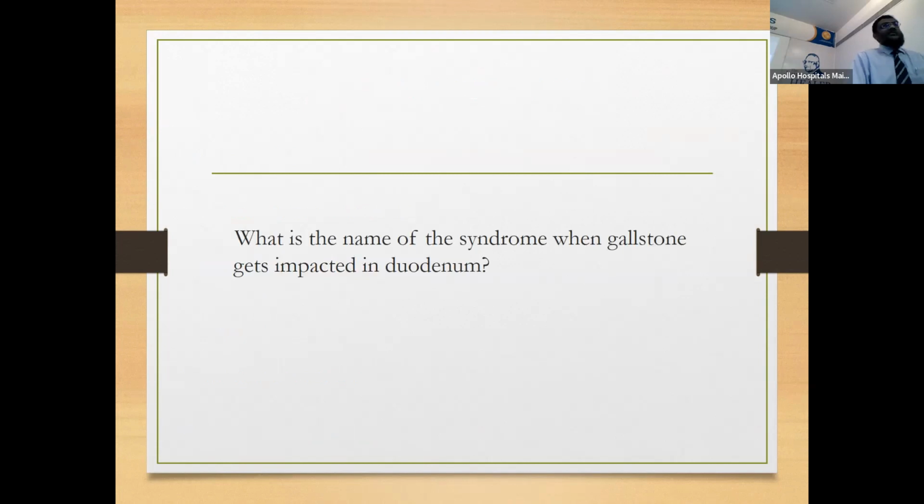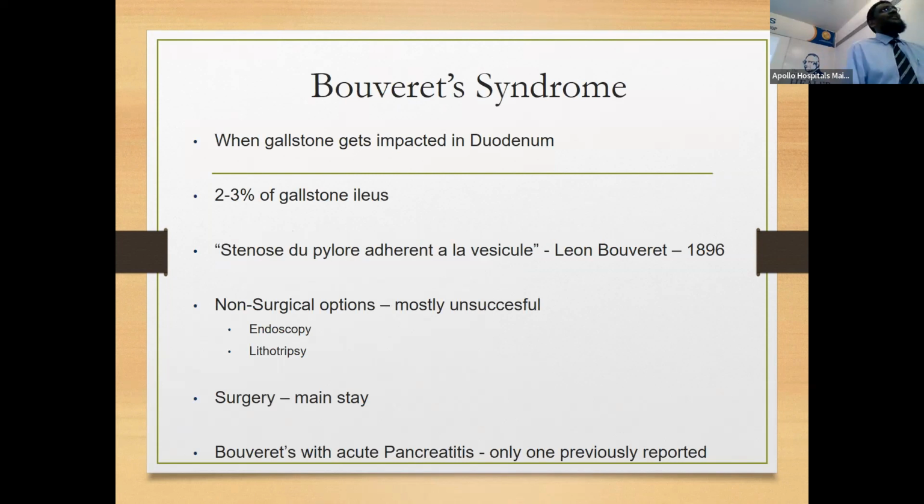Now that's a trick question, or rather quite a difficult question, but don't worry if you don't know the answer to it. There is a particular name given to a condition when the stone in the gallbladder gets eroded and gets stuck in the duodenum. In the whole spectrum of gallstone ileus, this particular form has a name. If anybody knows the name, please shout it out. Okay, it's called Bouveret syndrome. You can note it down if you wish.